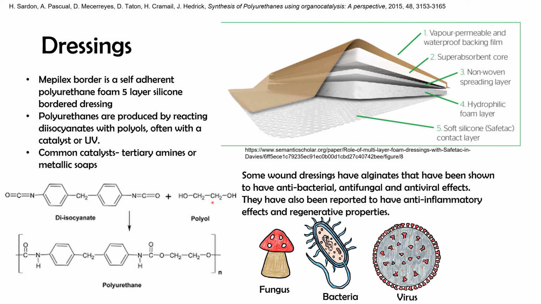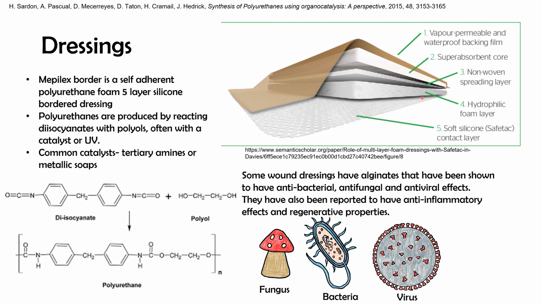Dressings are needed to decrease the risk of infection and help the wound to heal nicely. Mepiplex is a brand of dressing that is commonly chosen due to its self-adherent 5-layer silicone border dressing. Polyurethanes are produced by reacting diisocyanates with polyols with a catalyst or UV radiation. This reaction produces a polyester that creates a hydrophilic foam that is capable of absorbing more than its own weight.